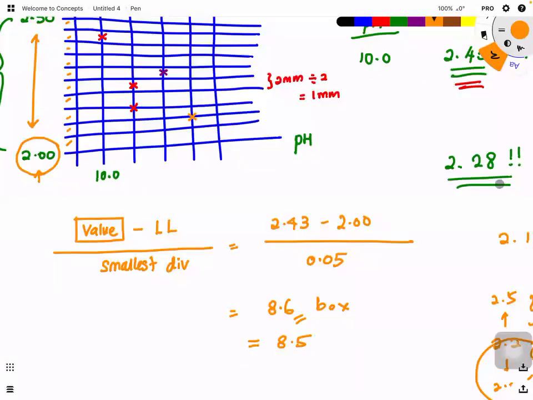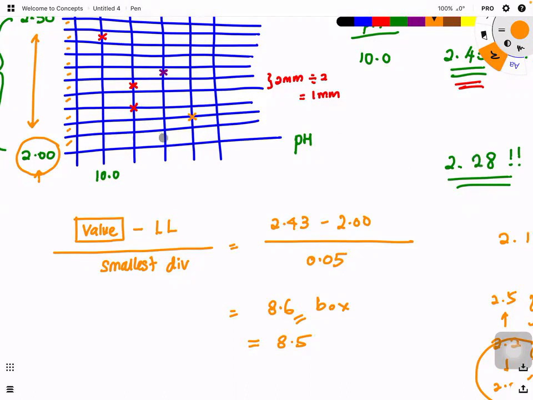Okay, so 2.28. Just now we have the answer 2.28. The calculator will tell you 5.6, but I can't plot 5.6. I can only plot to the nearest half. So the nearest half will be 5.5. You can either round it up or round it down, but it must be the nearest half. So 5.6 cannot, so I put 5.5.